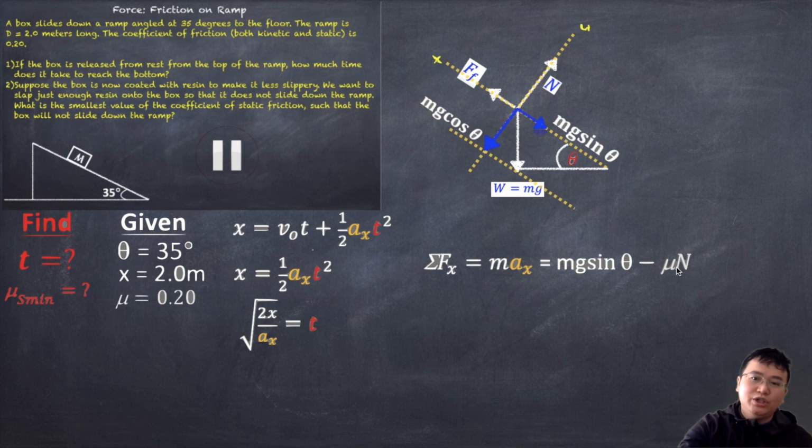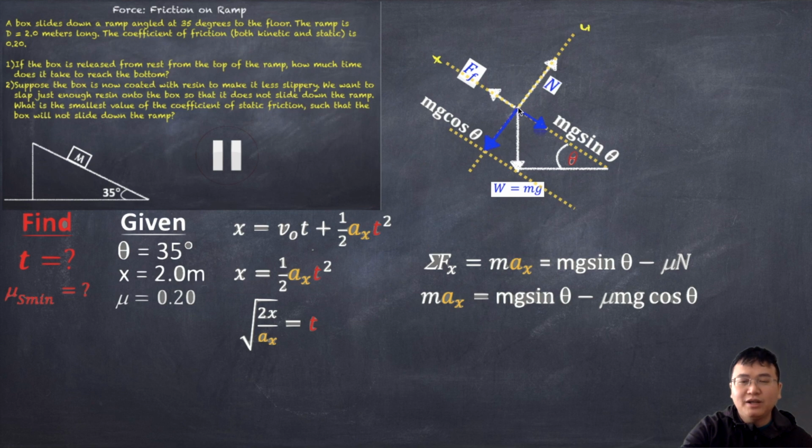And so the question then is, okay, what is the normal force? Just looking at this free body diagram, we should know that the normal force is equal to the magnitude of this blue vector right here, which is mg cos theta. So I'm just replacing normal force with mg cos theta, and that's the mu. Okay. So clean up my algebra.